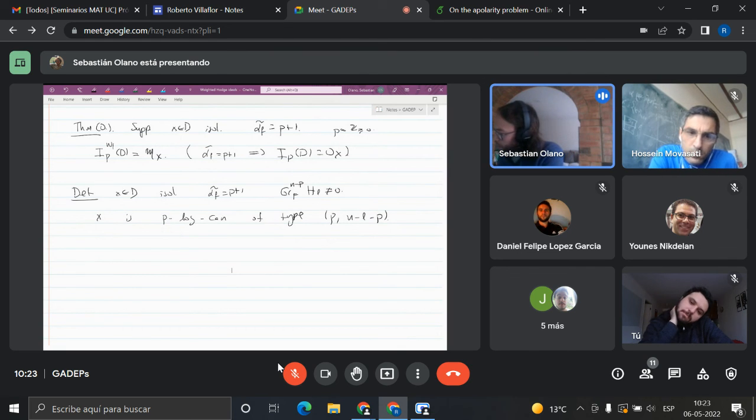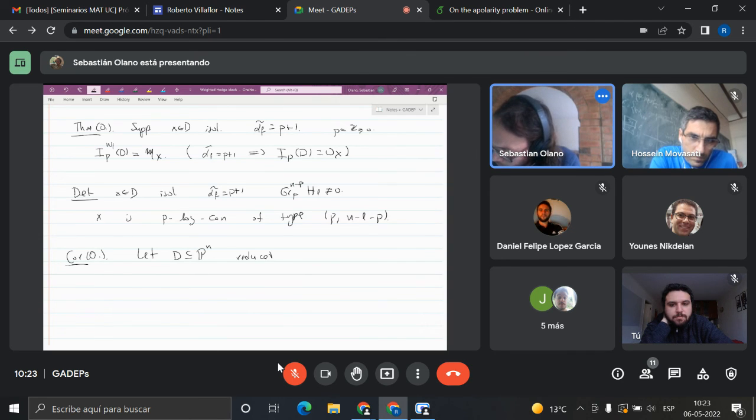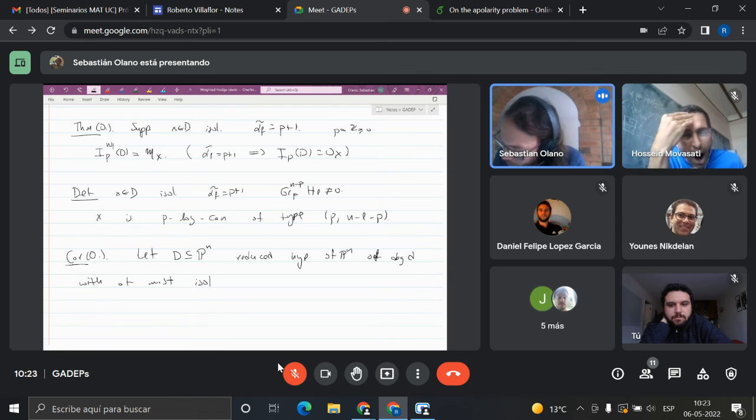Okay, and now the final result I want to give is how to obtain geometric information. So the result is the following. Suppose we have a reduced hypersurface of P^n of degree d, with at most isolated singularities. And then you also assume that the pair (P^n, D) is p-log canonical.